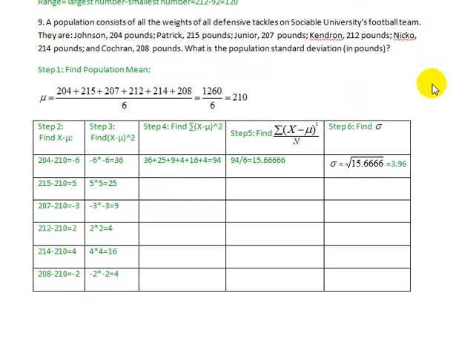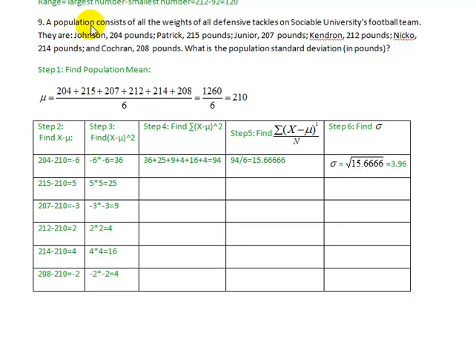So we get 212 minus 92, which is 120. 9. A population consists of all the weights of all defensive tackles on the university football team. Okay, pay attention. A population consists of, means this group of data already includes all the data it is supposed to have. So it's a population, not a sample.